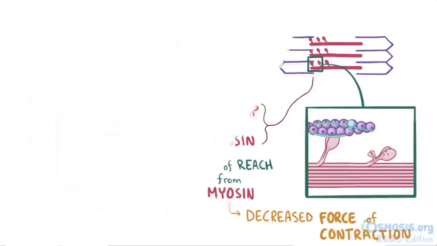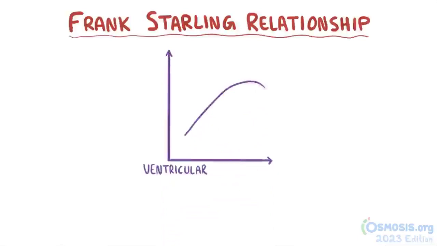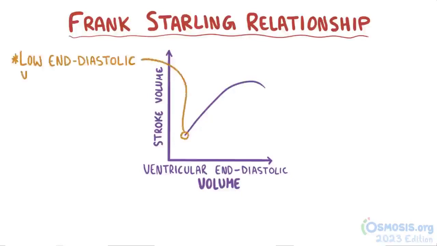Now that we've seen the relationship between length of the sarcomeres and tension during contraction and systole, let's look at the Frank-Starling relationship. This can also be plotted onto a similar graph, with the ventricular end diastolic volume on the x-axis, and the stroke volume, which is the volume of blood pumped out by the ventricle with each heartbeat, on the y-axis. So at the start of the curve, near the bottom left-hand corner, we have a low end diastolic volume, meaning very little blood in the ventricle at the end of diastole.